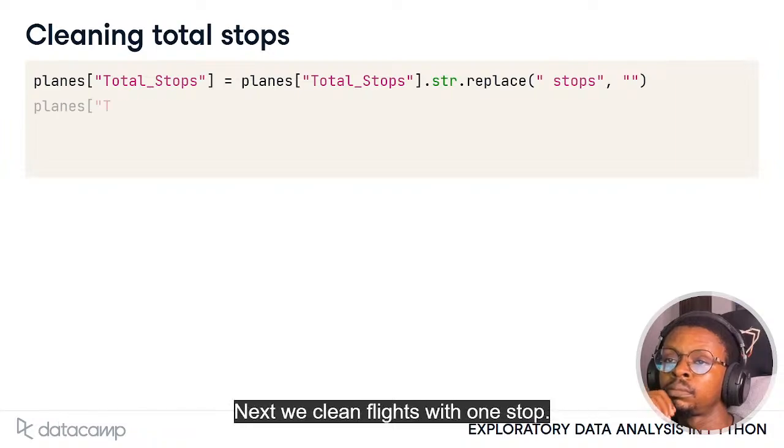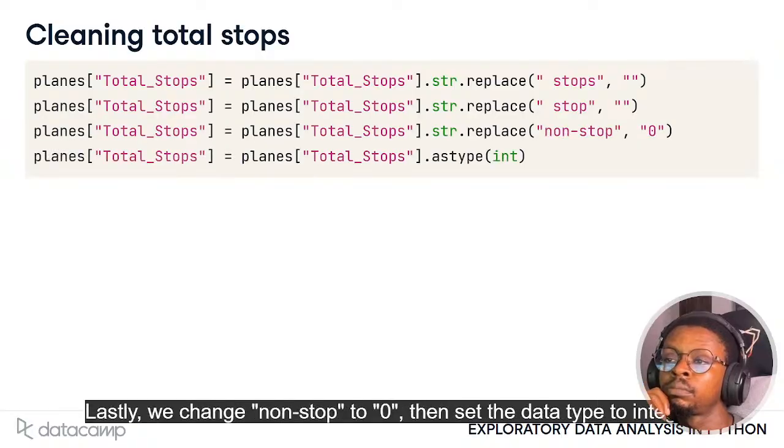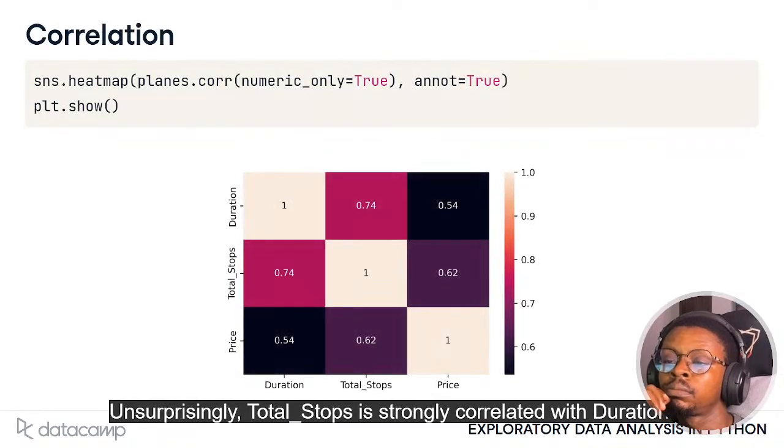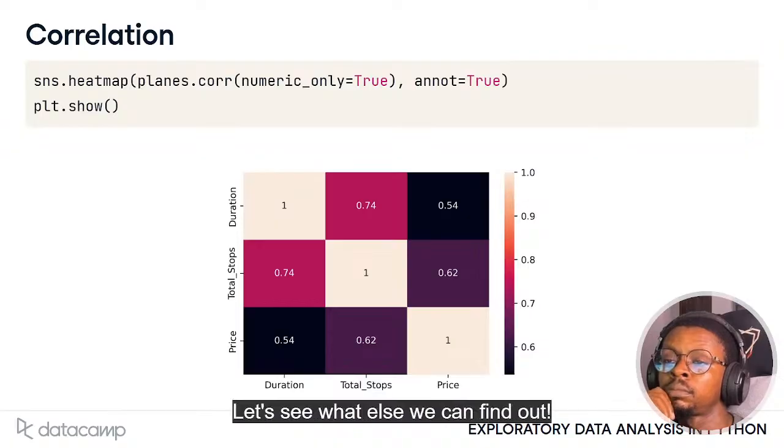Next, we clean flights with 1 stop. Lastly, we change non-stop to 0, then set the data type to integer. Unsurprisingly, total stops is strongly correlated with duration. What is interesting is that total stops and price are more strongly correlated than duration is with price. Let's see what else we can find out.